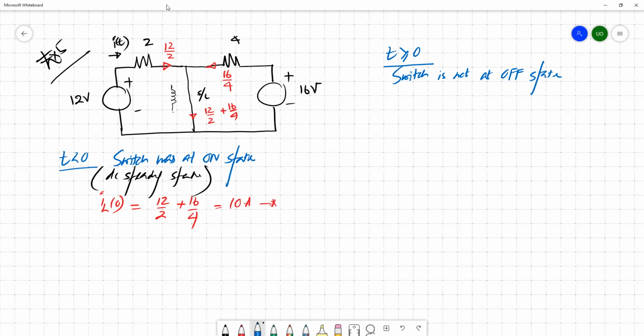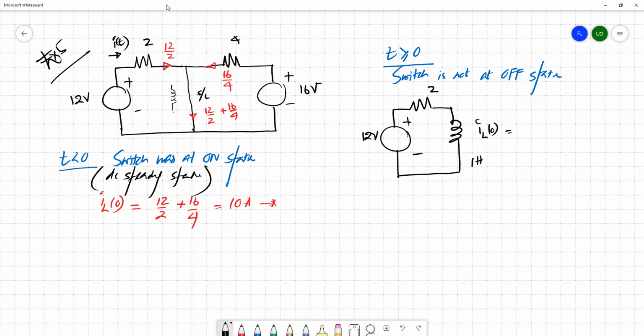So once you move your switch to the off state, we end up with this kind of circuit. The 16-volt source is simply disconnected from the rest of the circuit where you have the inductor. Then you have this 2 ohm resistor, an inductor, and a source here. This is a 12 volt source, this is 2 ohm, this is 1 Henry, and IL(0) equals 10 amperes.